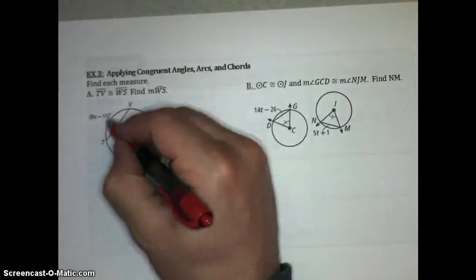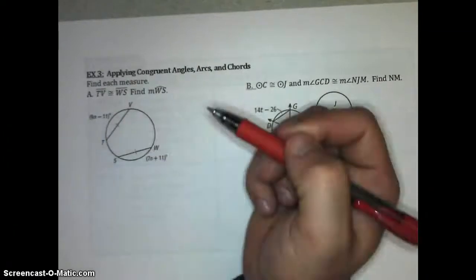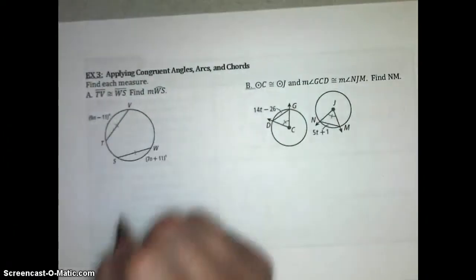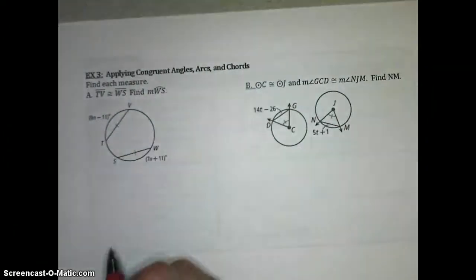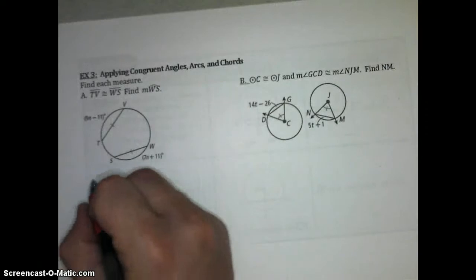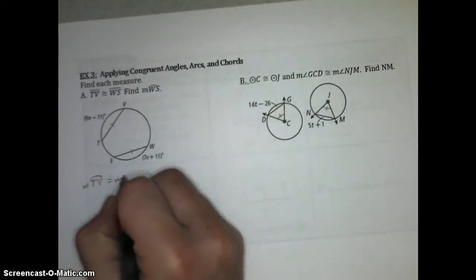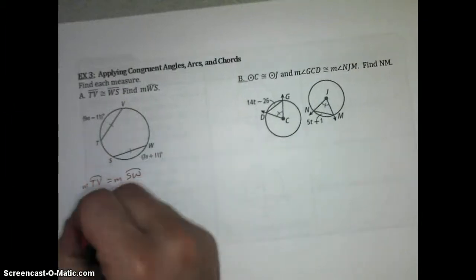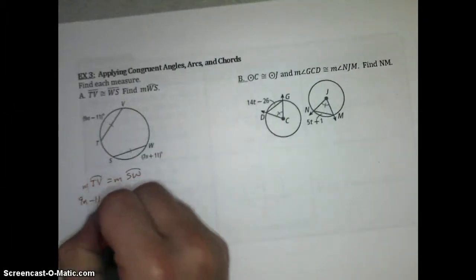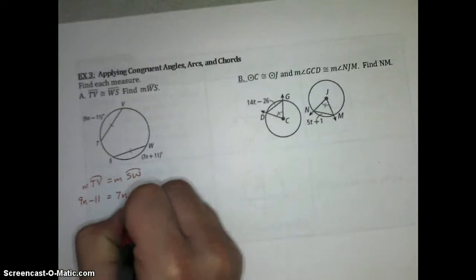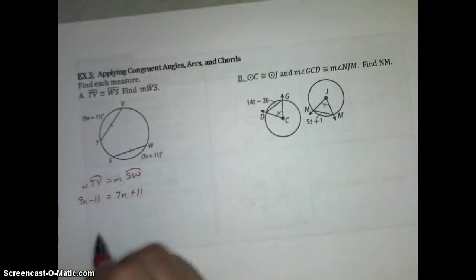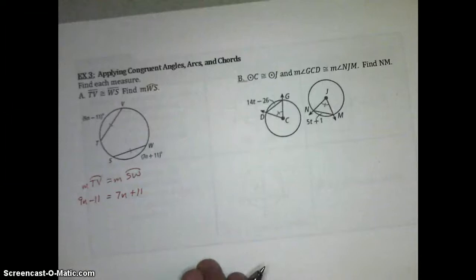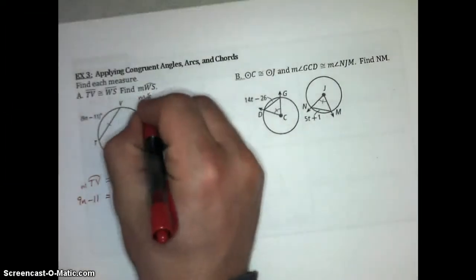And the arc measure for TV is 9n minus 11 degrees, so I can set those two expressions equal because the arcs are congruent. Since these chords are congruent, I can say the measure of arc TV equals the measure of arc SW, so I can plug in those values. 9n minus 11 equals 7n plus 11. Why don't you take a few moments, solve this equation for n, and then we'll plug it back in and find the measure of arc SW or WS. Those are the same thing.